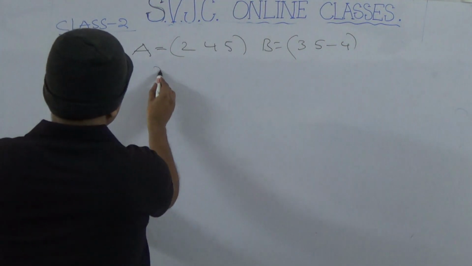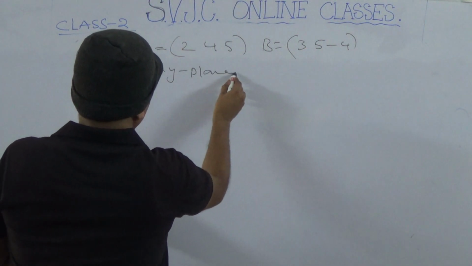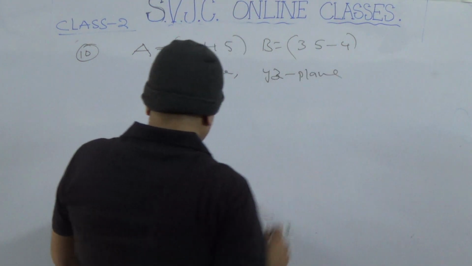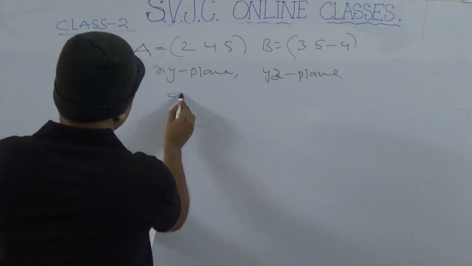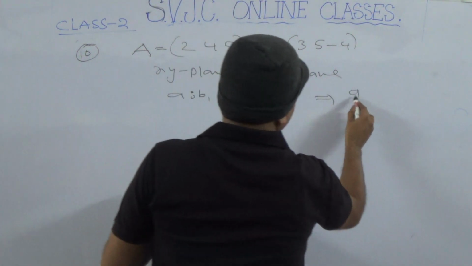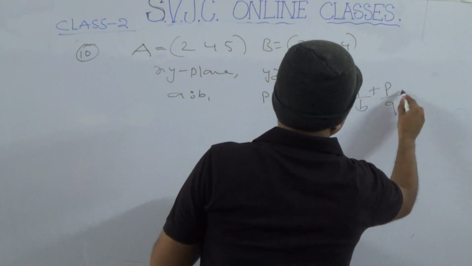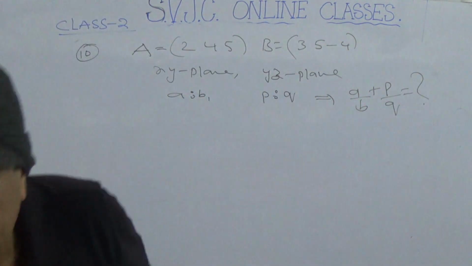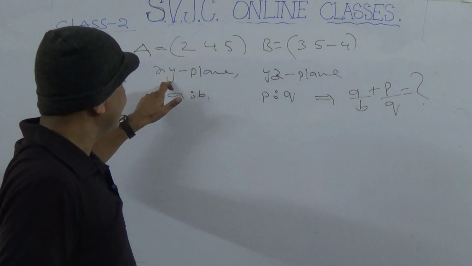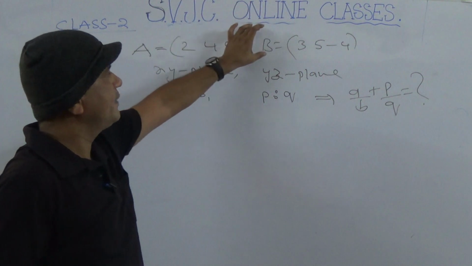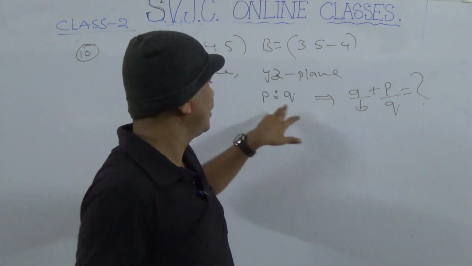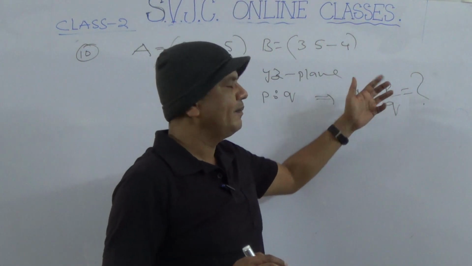If the xy plane and yz plane divide the line segment AB in the ratios a:b and p:q respectively, then what is a/b + p/q? Here, A and B are two given points. The XY plane divides the line segment AB in the ratio a:b. Similarly, the YZ plane also divides the same line segment AB in the ratio p:q. Then what is the value of a/b + p/q?